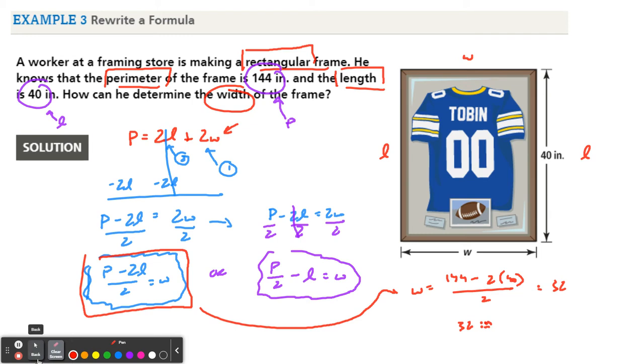I don't know what I just did there. Hold on. 32 inches. Okay. Good. All right. Last one.